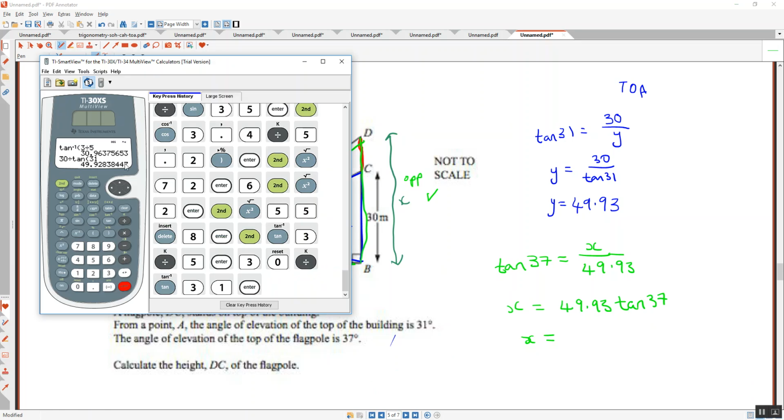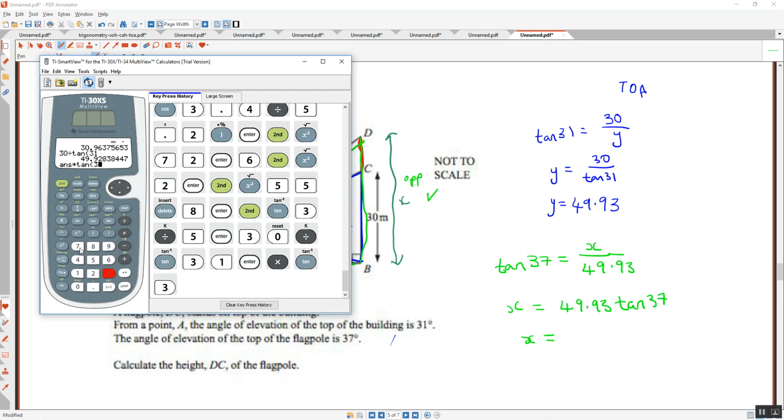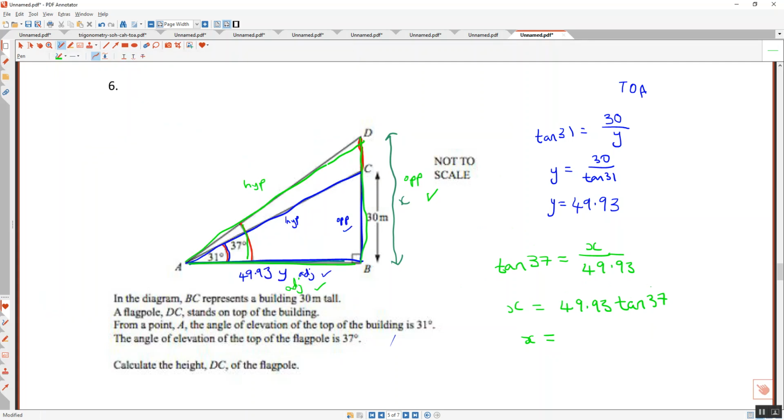So the x is equal to, so I'm going to use this straight from the calculator. So I'm just going to hit times tan 37, 37.623, 37.624. Okay, so we're almost done.